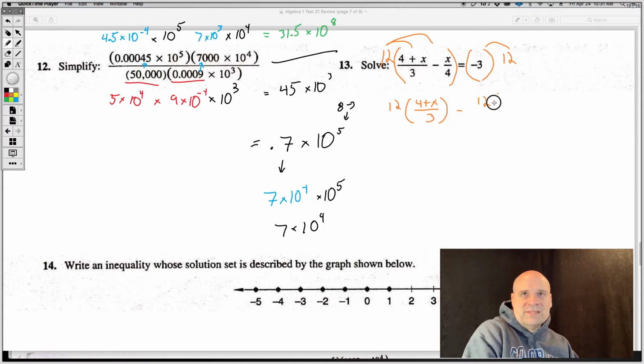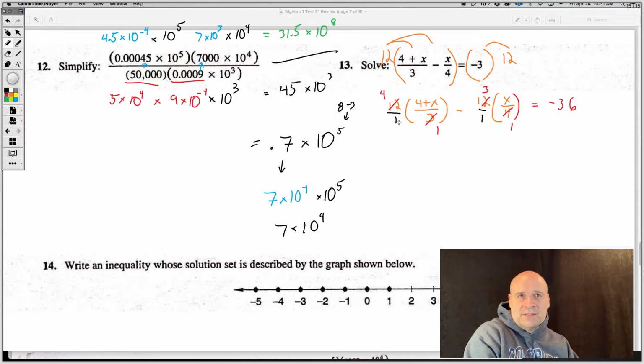All right, so I'm gonna rewrite these separately because it'll be easier. Minus 12 times this guy, x over 4. Now I left room here because how do you multiply fractions? You need it to be over 1, so I'm just gonna do that. So now look what happens. I can cross reduce, I get 1 and 4. I can cross reduce here and I get 1 and 3. And this one just equals negative 3 times 12 is negative 36. All right, now look what happened. I got 1s on the denominator, so now all these guys go away and I'm left with this. 4 times 4 is 16, plus 4 times x is 4x, minus 3 times x is 3x equals negative 36.